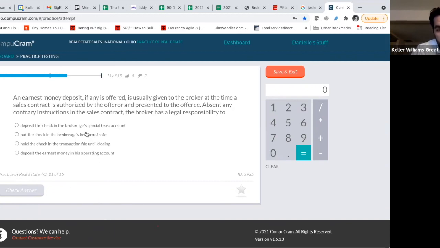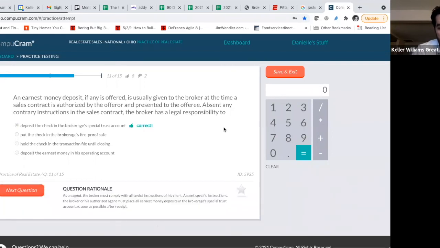I see you guys are already throwing A's in the chat box, and that is correct. That's why we have a special trust account. As an agent, the broker must comply with lawful instructions of their client. Absent any specific instructions, they put that money into the special trust account as soon as it is received.